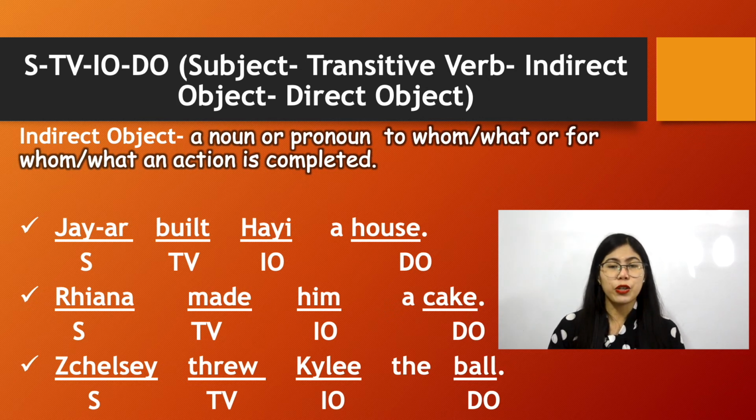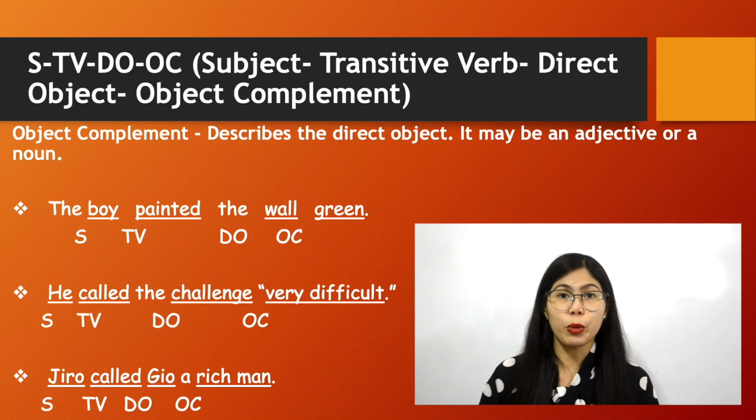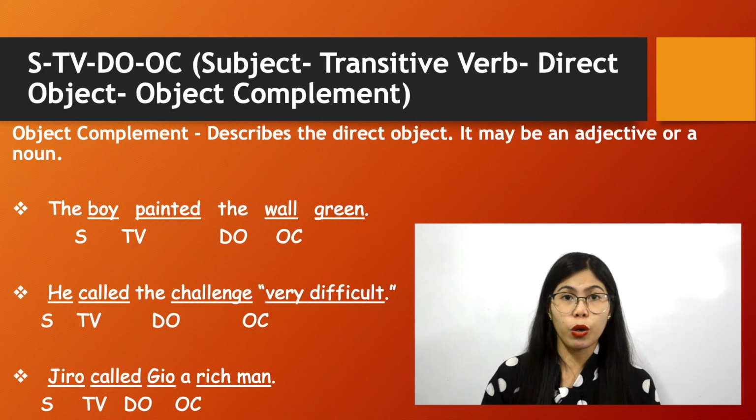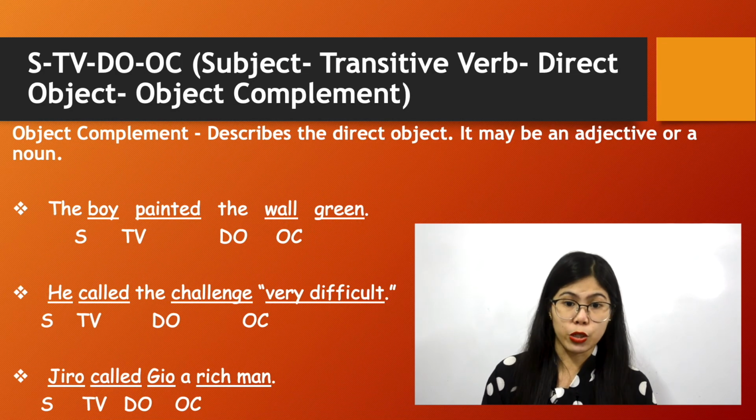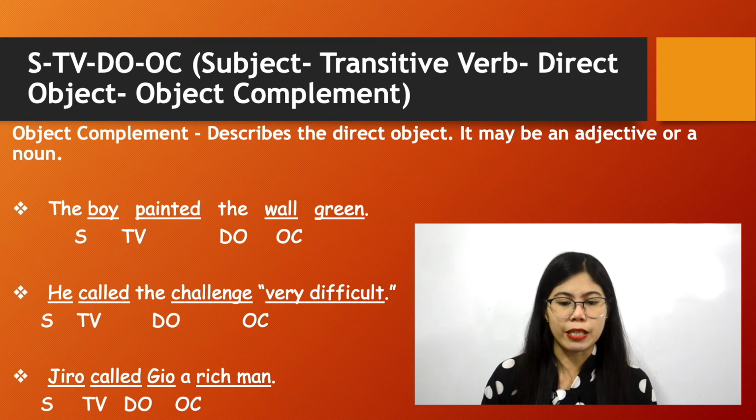We also have another example which follows STVIODO pattern. Chelsea threw Kylie the ball. Now let's proceed to the next pattern. We have the STVDOOC, which stands for Subject-Transitive Verb, Direct Object, Object Complement.